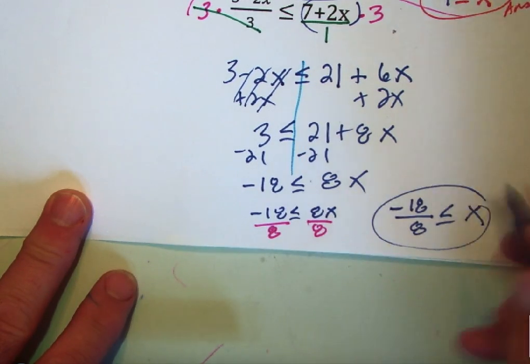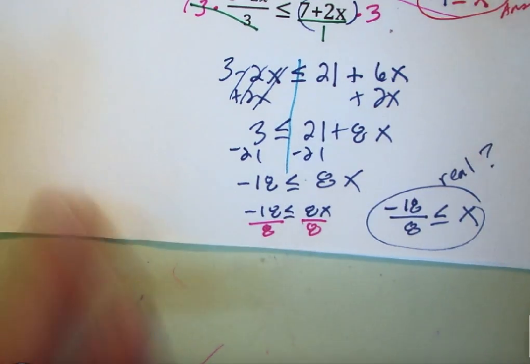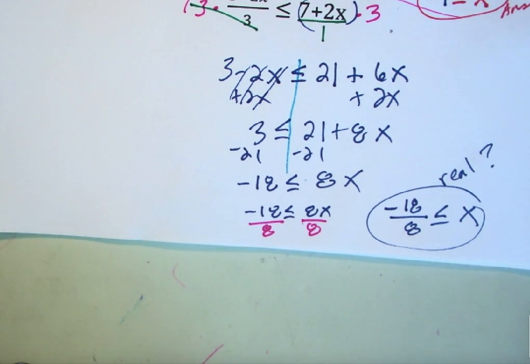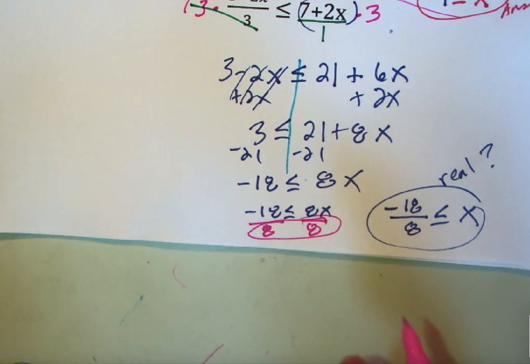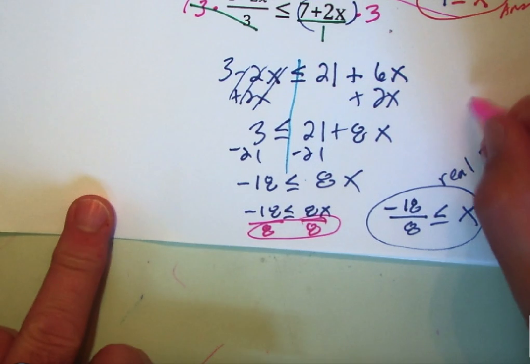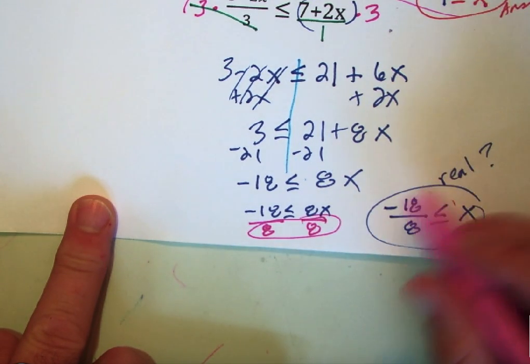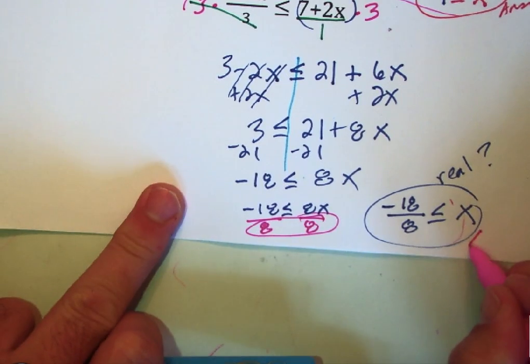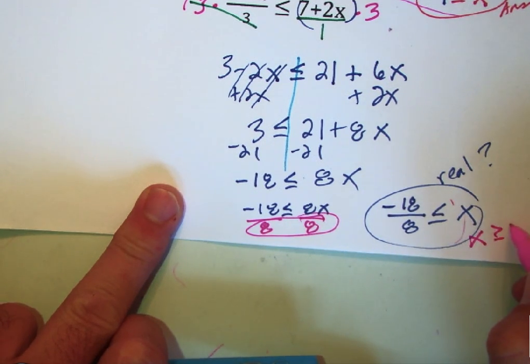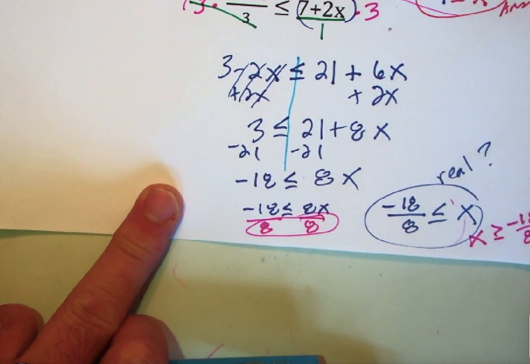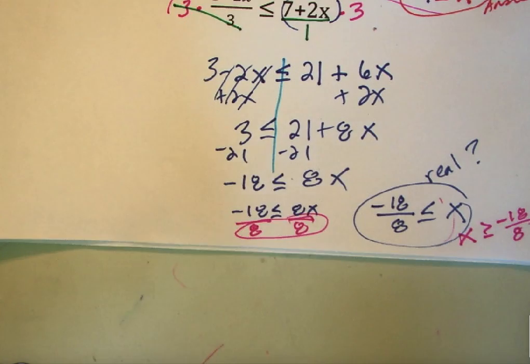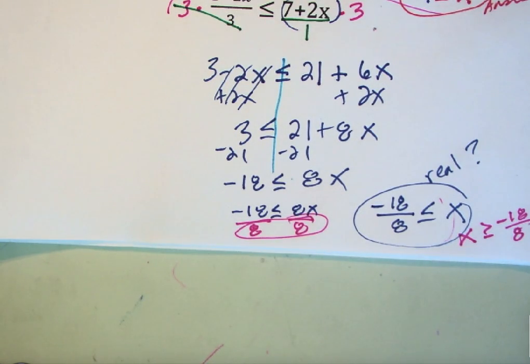Okay. Is this the real solution? Well, how do you check? Did we divide or multiply by a negative? Look at our step here. Did we divide or multiply both sides by a negative? No, we didn't. So there's our real answer. We don't flip the inequality sign. Boom. We can rearrange this just so the x comes first. So we can say that x is greater than or equal to negative 18 over 8. And yes, we could simplify, but for time, we're not going to simplify. But you know, divide both by 2, you get 9 over 4.